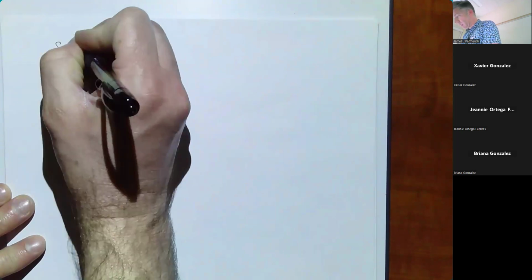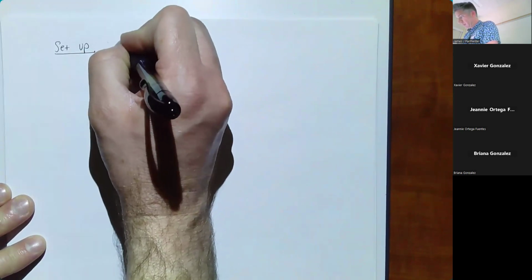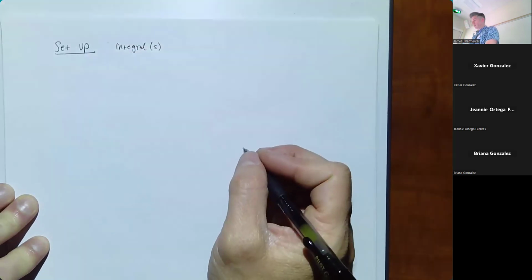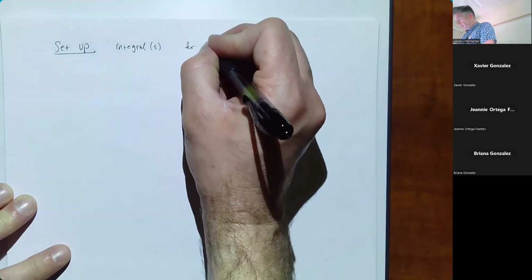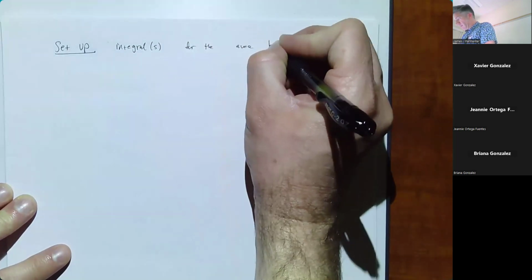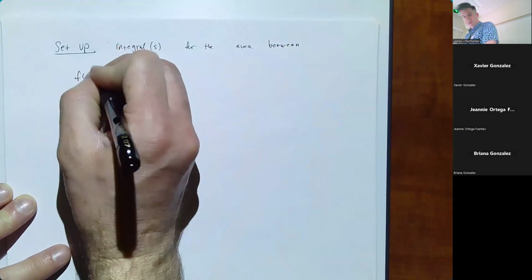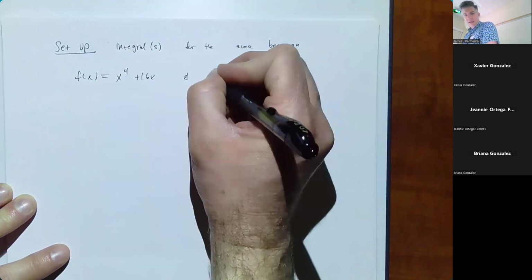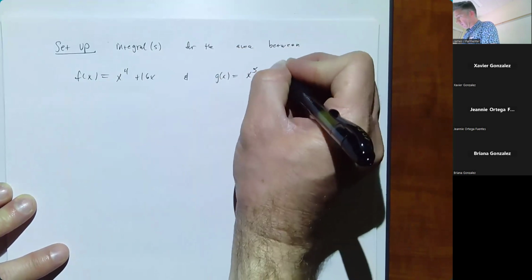The instructions for this are: set up integrals or integral, a single or a double, depending on how we think about it, for the area between the function f of x equal to x to the 4th plus 16x and g of x equal to x to the 5th plus x to the 4th.